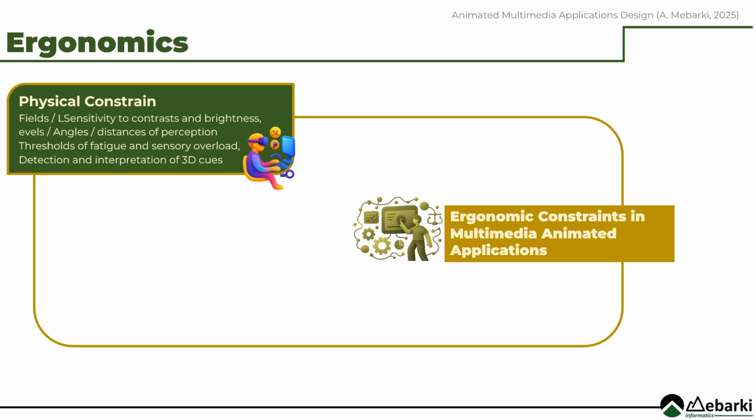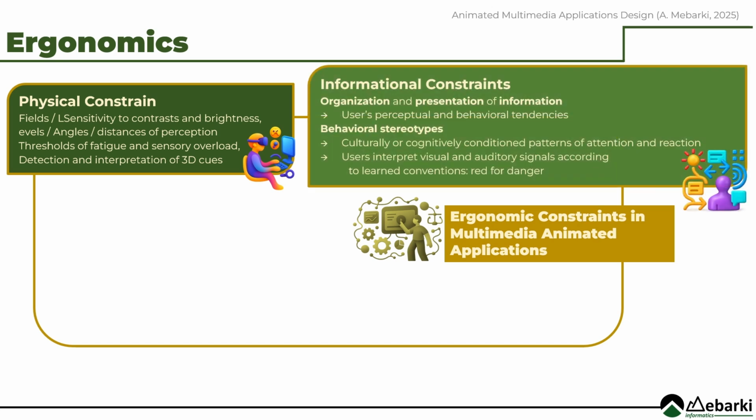immersive sessions. Informational ergonomics focuses on the organization and presentation of information to match the user's perceptual and behavioral tendencies. In multimedia animation, behavioral stereotypes, that is, culturally or cognitively conditioned patterns of attention and reaction, play a significant role. Users interpret visual and auditory signals according to learned conventions: red for danger, upward motion for progress, or a click sound for validation. The designer must thus anticipate and align with these expectation patterns to ensure that system messages are immediately understandable.